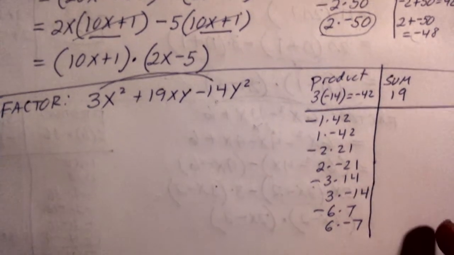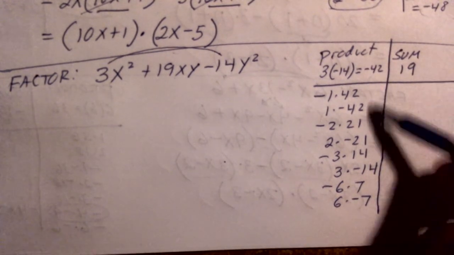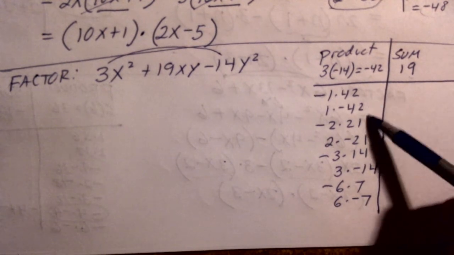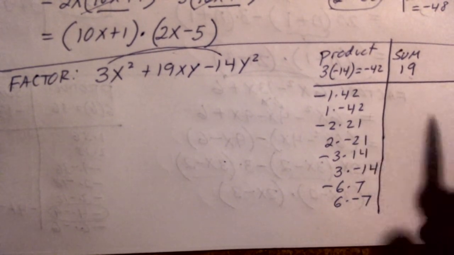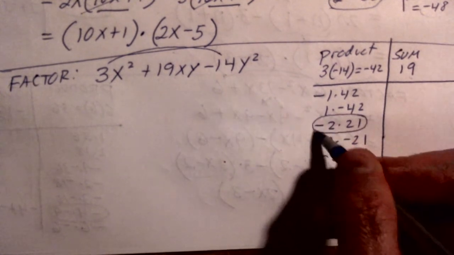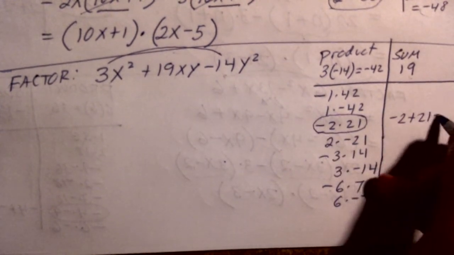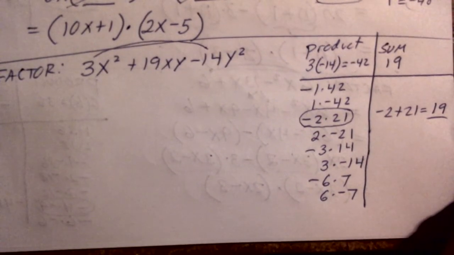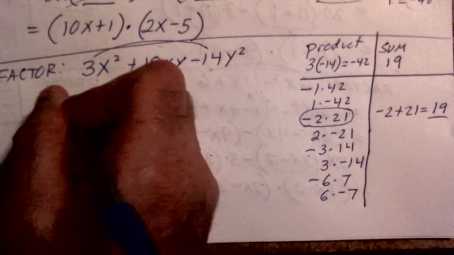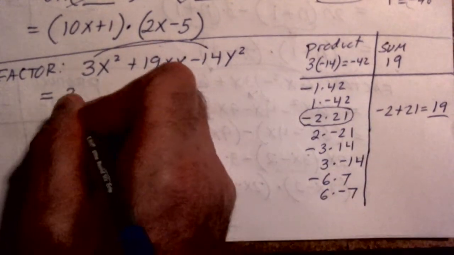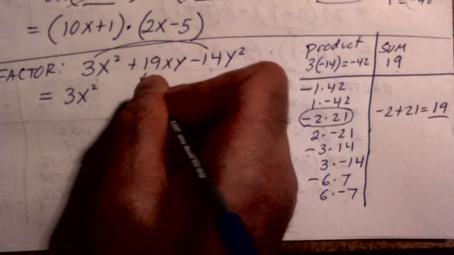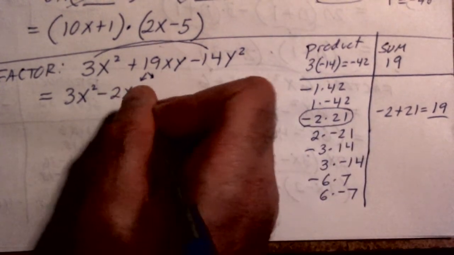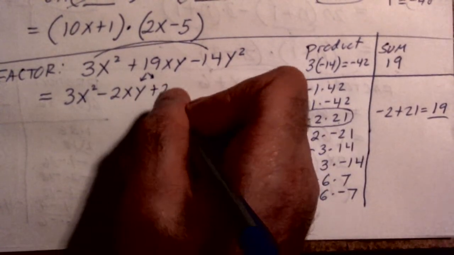Now in this list, which is quite extensive, we're searching for a couple of factors that sum up to positive 19. After searching through these factors, the only ones that add up to positive 19 would be negative 2 and 21. Those are the only factors that add up to our middle coefficient of 19. Knowing that to be the case, we now rewrite our trinomial as an equivalent 4-term polynomial, where our middle term, 19xy, gets split up and rewritten into the sum of negative 2xy plus 21xy.